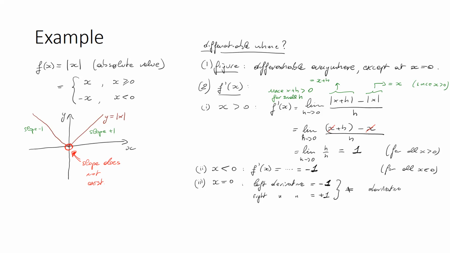The derivative does not exist at x equal to 0. And that backs up your intuition that it's differentiable anywhere for positive numbers, for negative numbers, except at x equal to 0. There, the derivative doesn't exist.